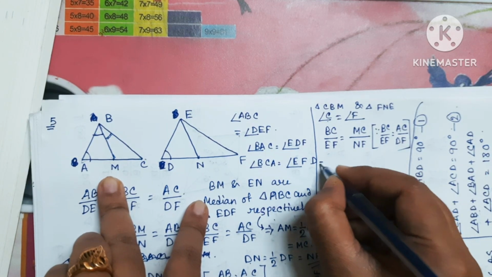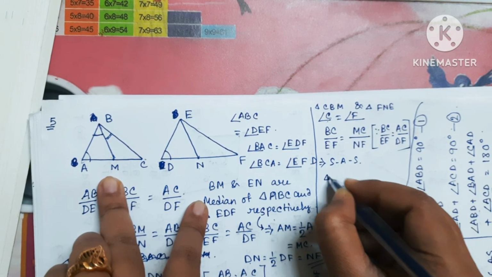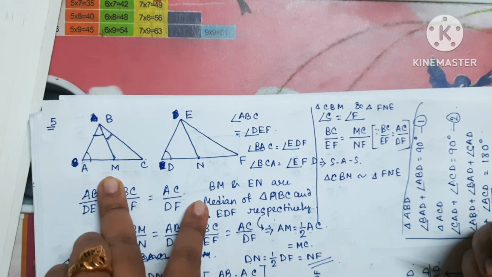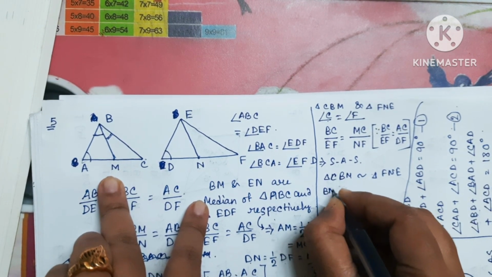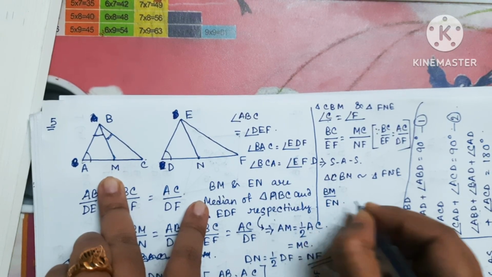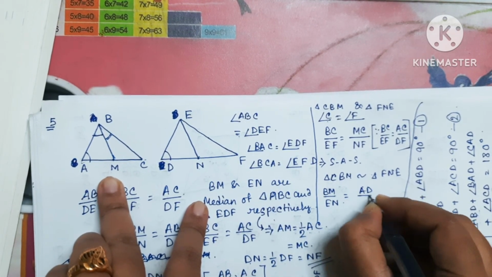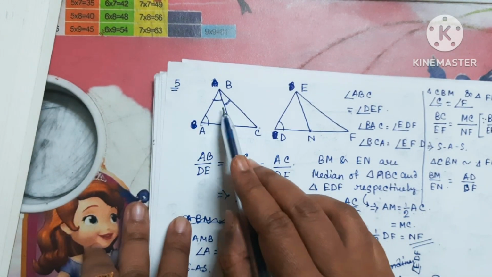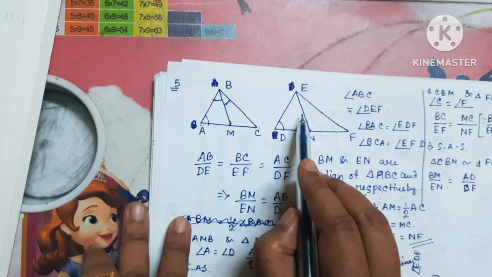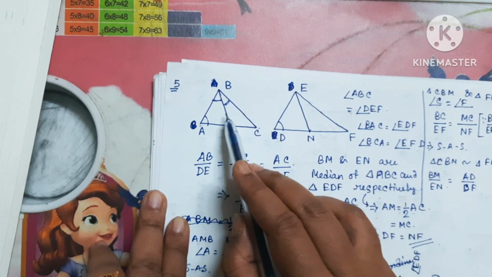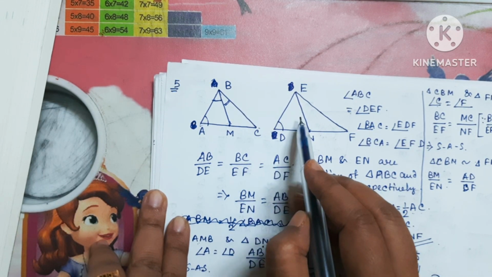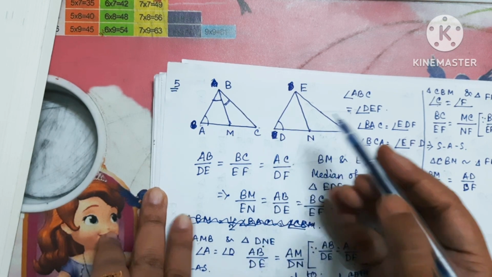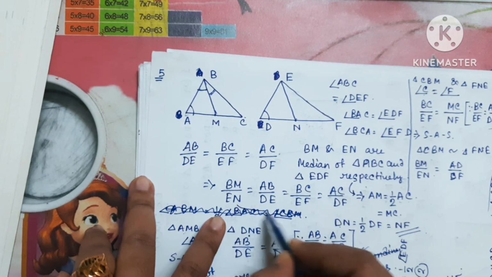So that means by SAS, these two triangles are similar. Now the last part, that is BM by EN, that is obviously equal to AC by DF. That is given. Since BM and EN are two medians of these two triangles, the ratio of two medians in the case of two similar triangles will be equal to the ratio of corresponding sides. Now see, from here you can say this.